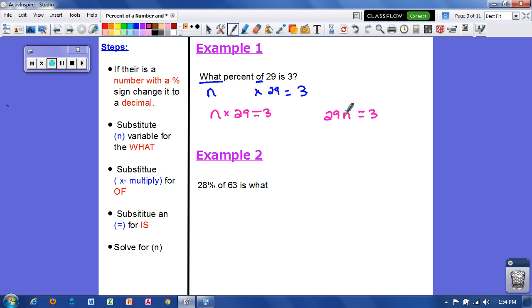Now remember, the variable wants to be alone, so the inverse of multiplying by 29 would be to divide by 29. Oops, so we have to do 3 divided by 29. Let's go ahead and work that out.